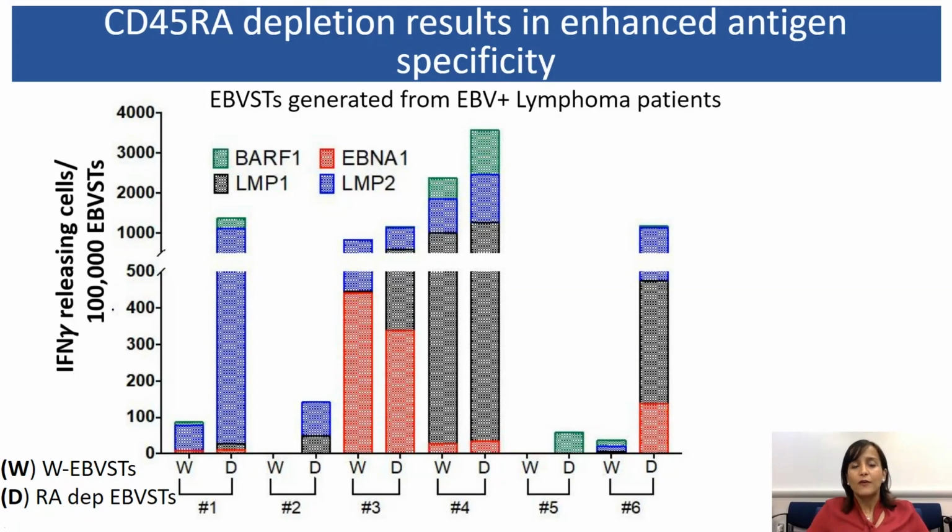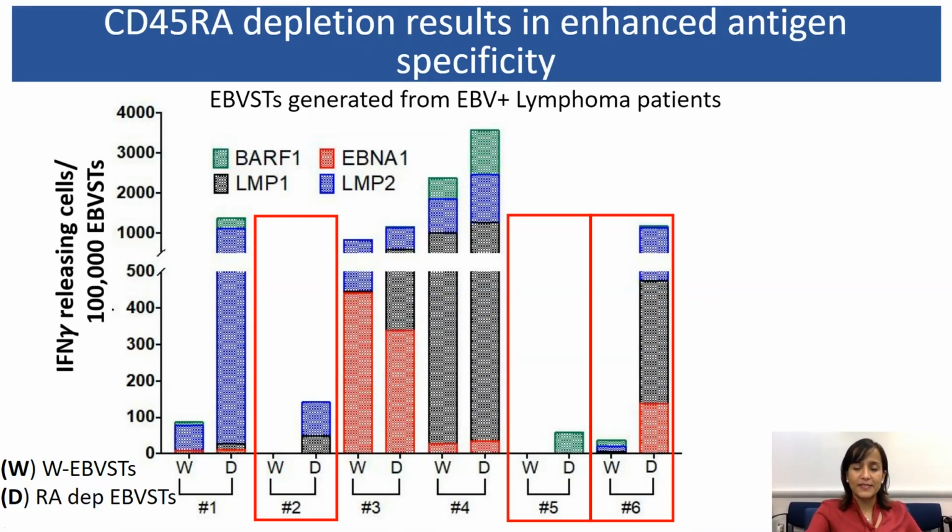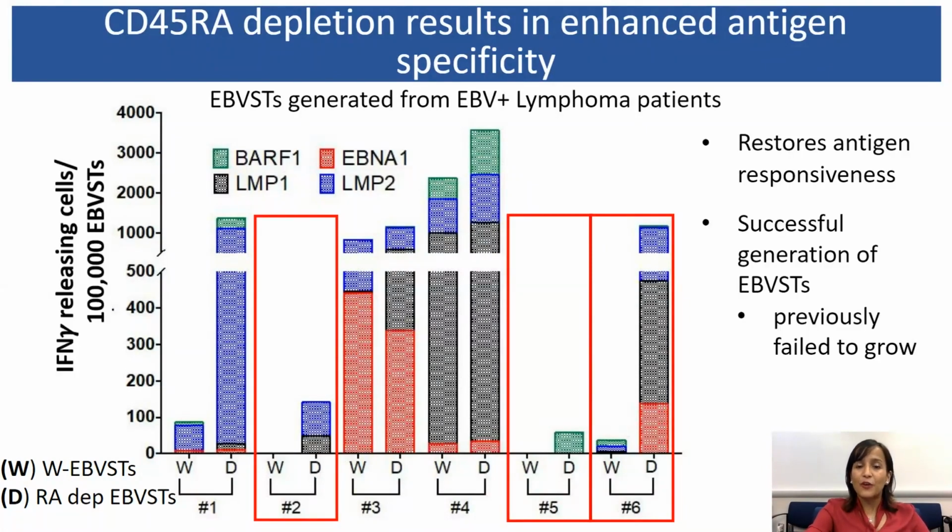And over very different patients that we looked into, we were able to see the same phenomenon. And I would like to specifically point out patient 2, patient 5, and patient 6, where you can appreciate that they lacked any antigen specificity and we were not able to generate these EBV-specific T cell lines. Now we are able to successfully generate EBV-specific T cell lines with our RA depletion approach. Thus, we know that we can indeed restore antigen responsiveness and successfully generate EBVSTs in patients that previously failed to grow.